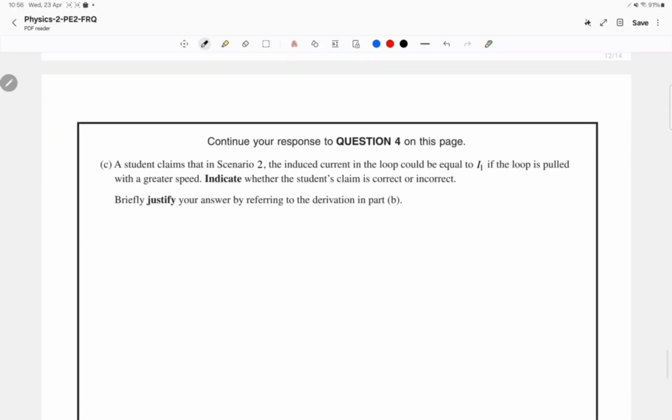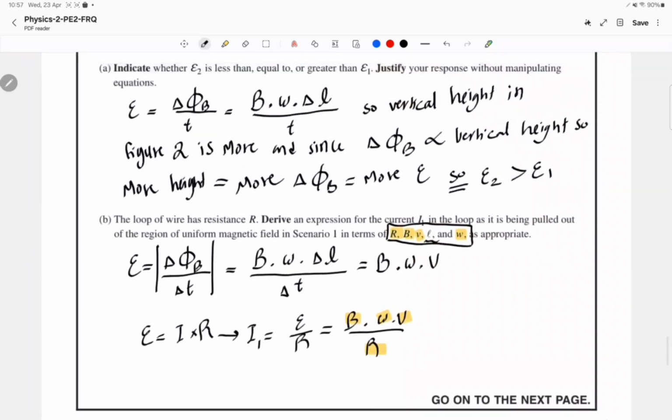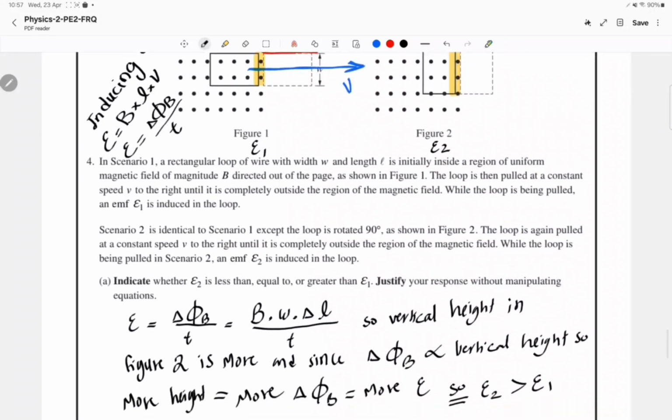Okay. C. A student claims that in scenario 2, the induced current in the loop could be equal to I1 if the loop is pulled with a greater speed. Indicate if that student is correct or not. So, look. In loop 1, we have I1. In loop 2, we have I2. Which one do you think is bigger as of now? Which one has more vertical height? The second one.